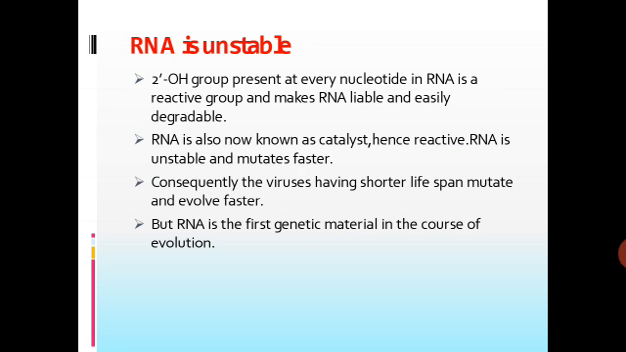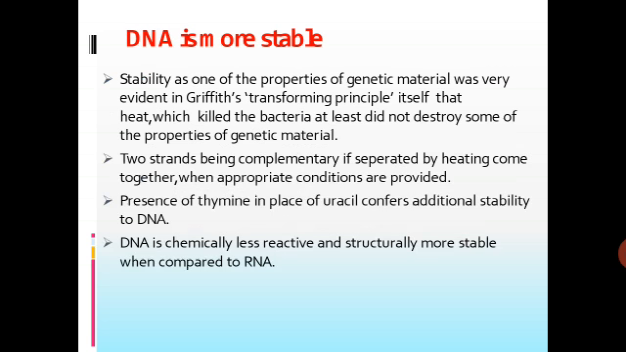Consequently, the viruses which have a shorter lifespan mutate and evolve faster. But RNA is the first genetic material in the course of evolution. So RNA is unstable, whereas DNA is more stable. How is it more stable?